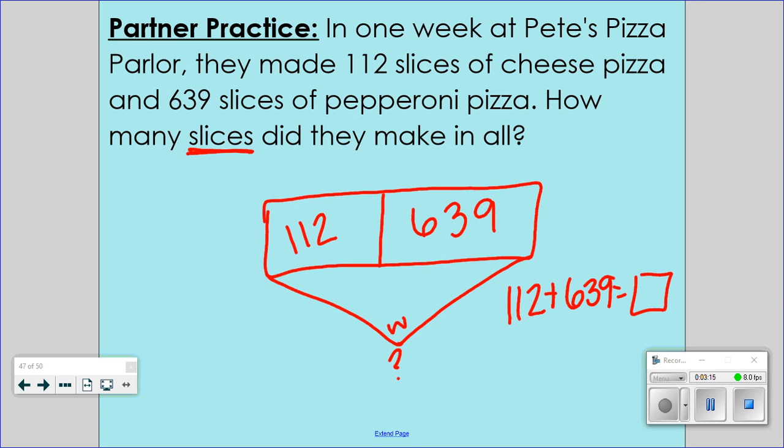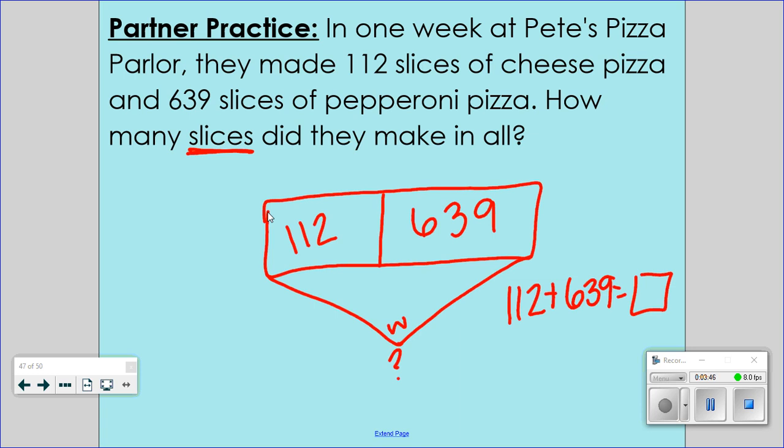Could I have written 639 plus 112? Yep. It is the commutative property. Remember that works for both addition and multiplication because it says that the order won't change my answer. Subtraction and division, we've learned it does matter the order. Alright, so what I want you to do, if you want to erase your bar, you can, so you have a little bit more space.